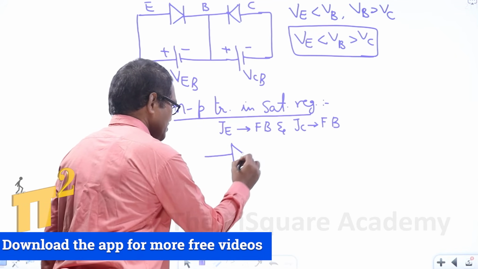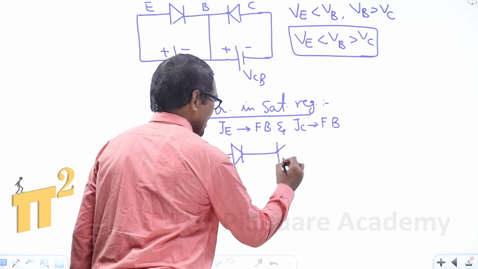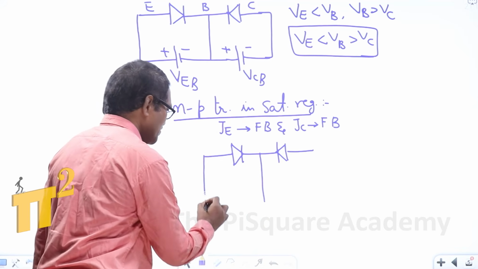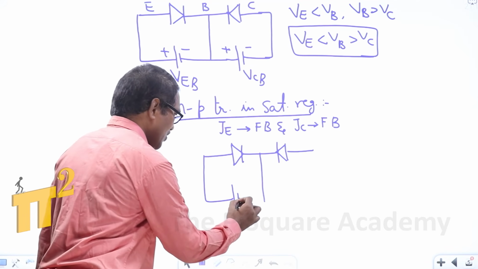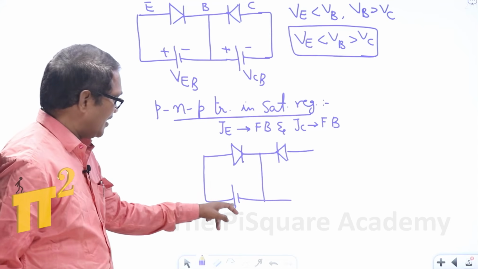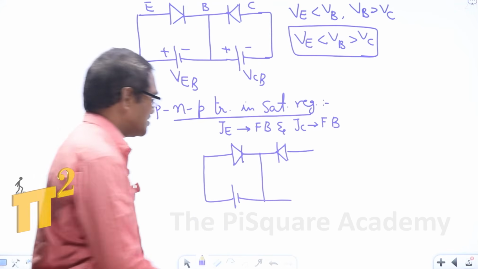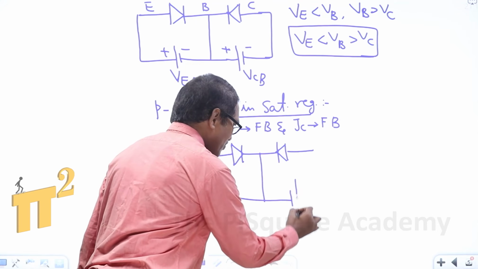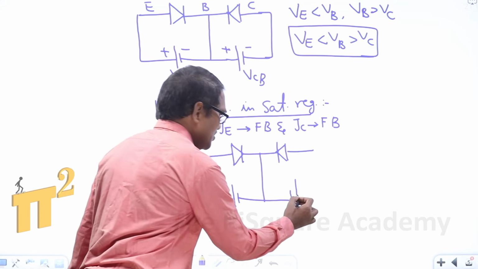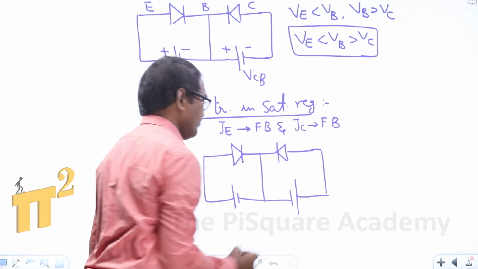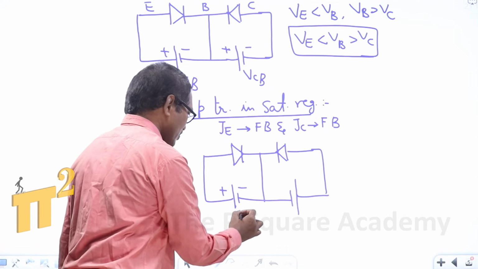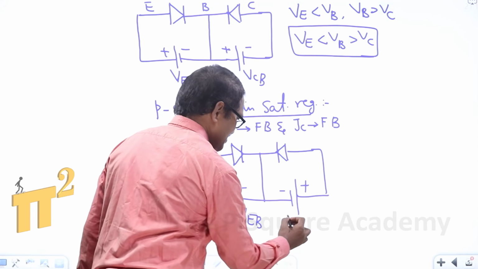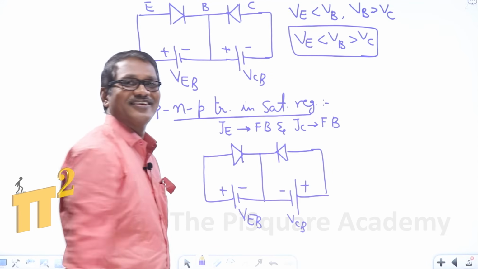Let us connect. So, this is two diodes connected back to back. This is the base terminal. And how does this become forward biased? Just by connecting the positive terminal of the battery to the anode and the negative terminal of the battery to the cathode. Similarly, this becomes forward biased by connecting the negative terminal of the battery to the cathode and the positive terminal of the battery to the anode. This is plus minus VEB and minus plus VCB.